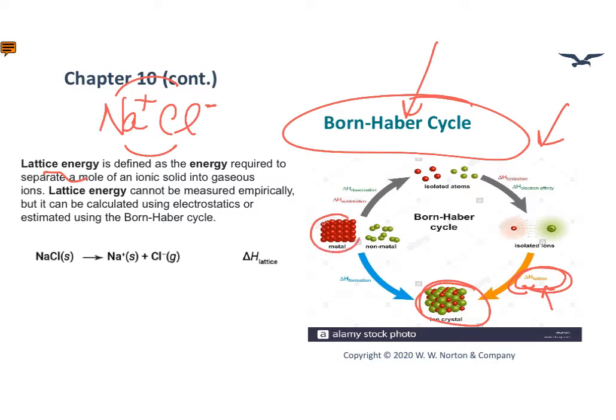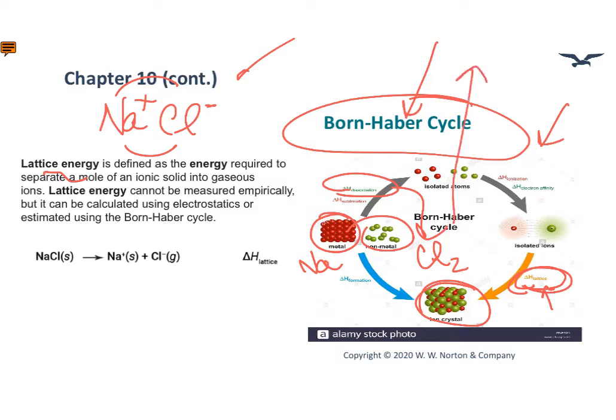where you start with the individual neutral elements. So the metal would be, in the example I'm using, neutral sodium. The nonmetal in this case would be chlorine gas. Now, everything has to be in the gas phase for this cycle to continue. So if it's a diatomic like chlorine, you have to dissociate it into the individual atoms. And the metal being a solid, to take it into the gas phase, you would have to sublime it. Metal would sublime directly from the solid to the gas phase.